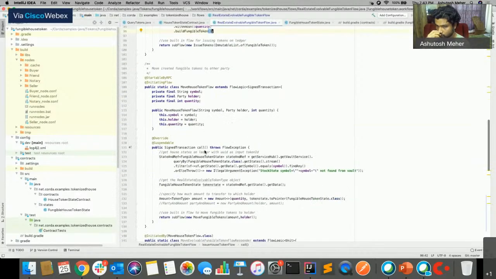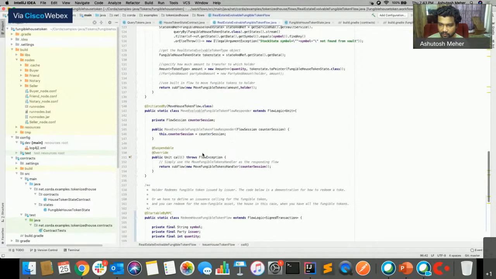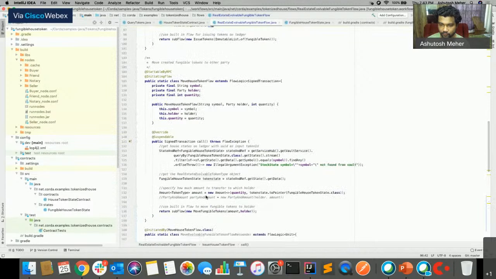Last thing we want to talk about is move and redeem. The move and redeem are very, very simple. All you have to do is call the move fungible token method and pass in the amount that you want to move and the holder who should be holding that moved token, right? You get your type, and then you create an instance of amount, and the amount needs a quantity and the token type, right?